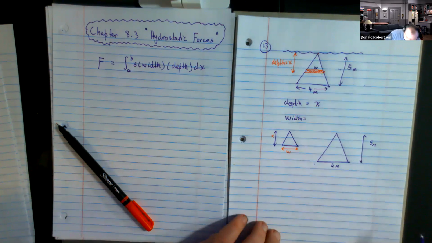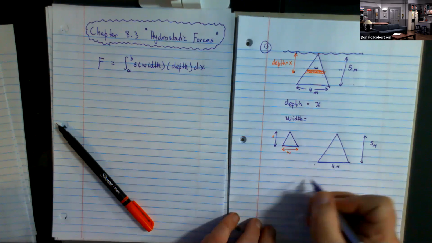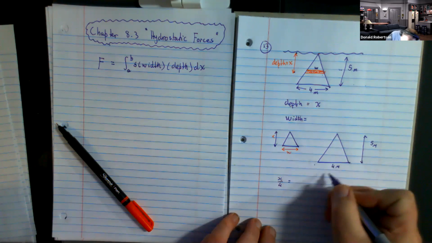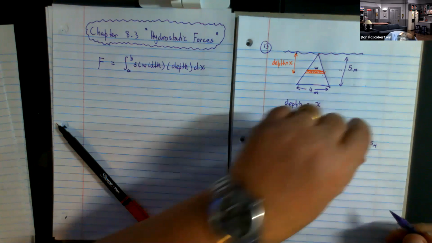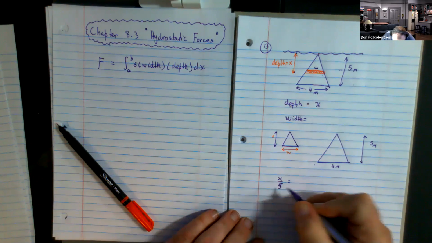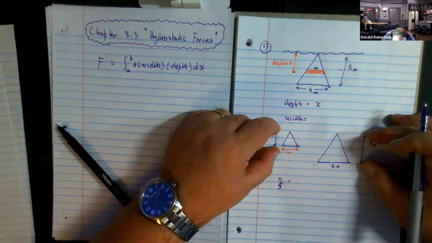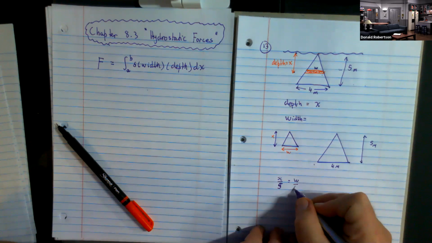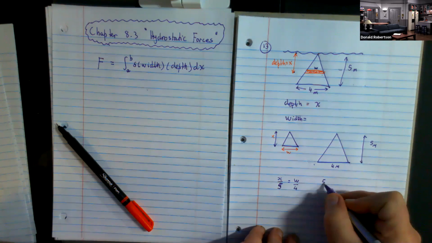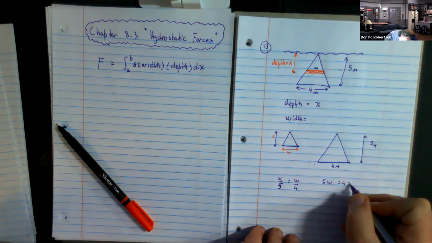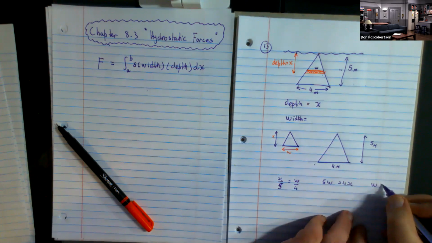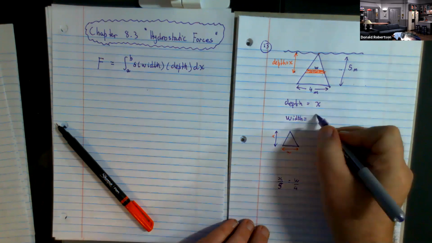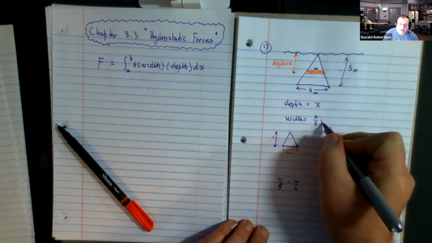So this is a pretty standard question. So X over 5, I apologize, equals corresponding values, W over 4, which gives you 5W equals 4X, which gives you W equals 4/5 X. Are we good with that?